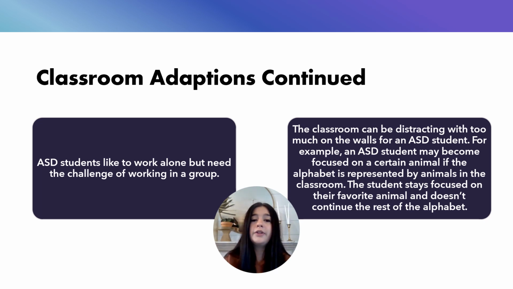Another example of a classroom adaptation for an ASD student: the classroom can be distracting with too much on the walls for an ASD student. For example, an ASD student may become focused on a certain animal if the alphabet is represented by animals in the classroom. The student may stay focused on their favorite animal and doesn't continue the rest of the alphabet.